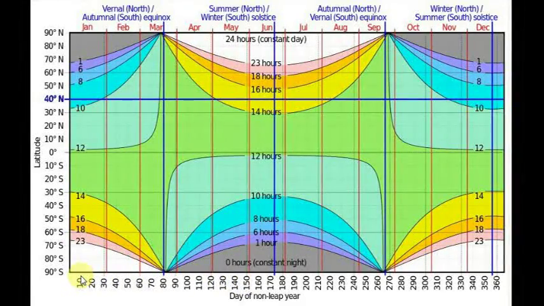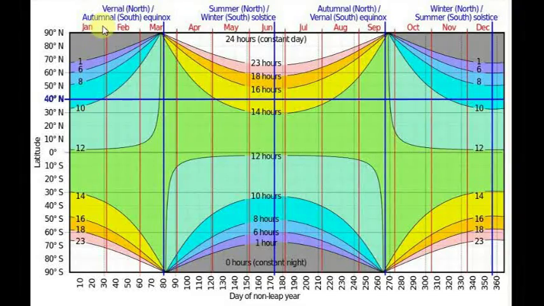At the bottom, the days of the year are numbered in increments of 10 and correspond to the 12 months of the year shown at the top. Here are some examples of dates corresponding to the number of days shown at the bottom. 10 is the 10th day of the year, that is January 10th.